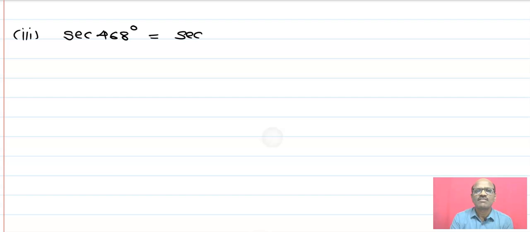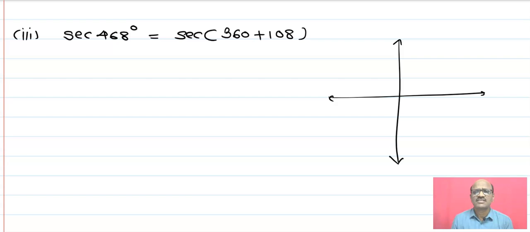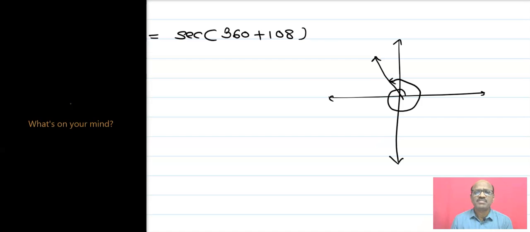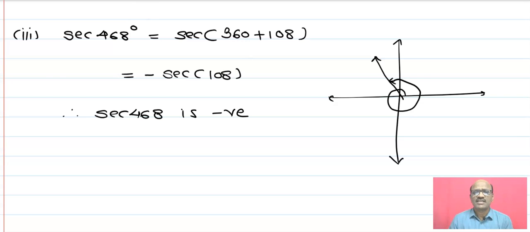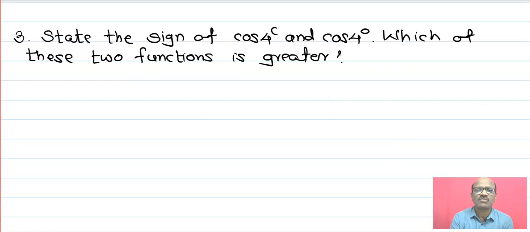Now next is sec of 468. Now this 468 can be written in this manner, that is 360 plus 108. Now see this, 360 means one complete rotation, and then 108 means 90 plus 18. Therefore it comes in the second quadrant, and in the second quadrant it is negative because sec is the reciprocal of cos, and in the second quadrant only the sine is positive.